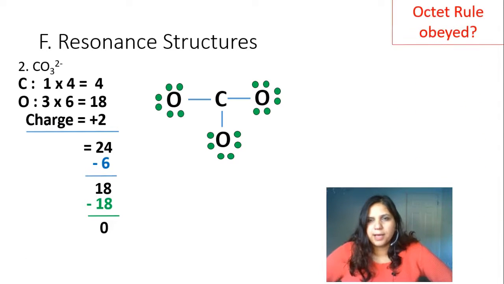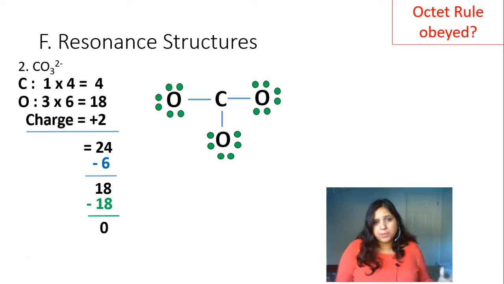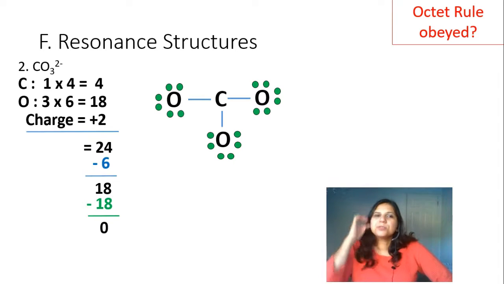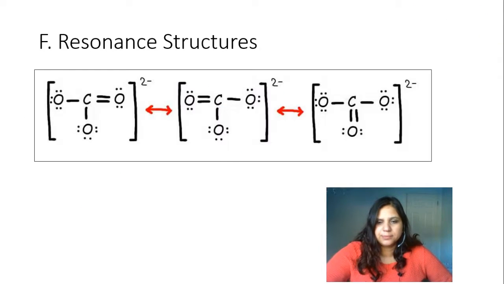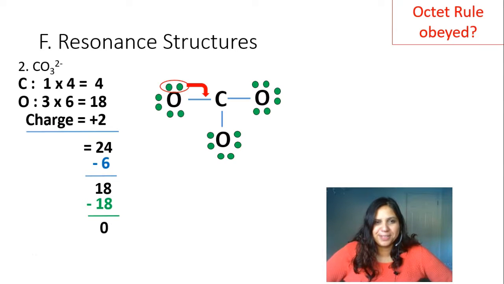Unfortunately, my octet rule has not been obeyed because carbon, my central atom, doesn't have an octet. Anytime it doesn't, then we've got to steal. It only needs 2 more, so which oxygen do I steal from? Whenever you have this decision, you should be thinking it's a resonance structure. So let's just steal from this one. Put it here.